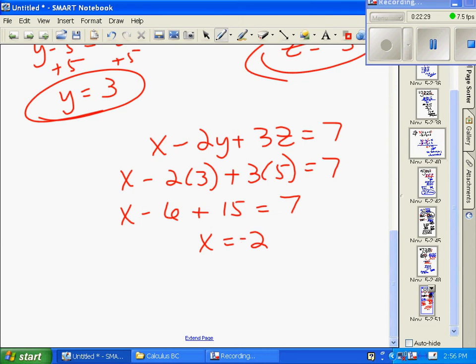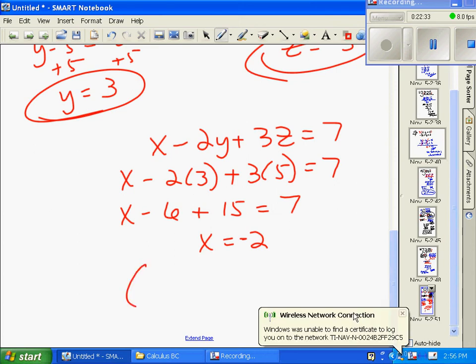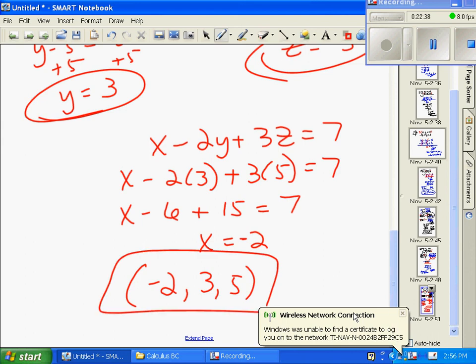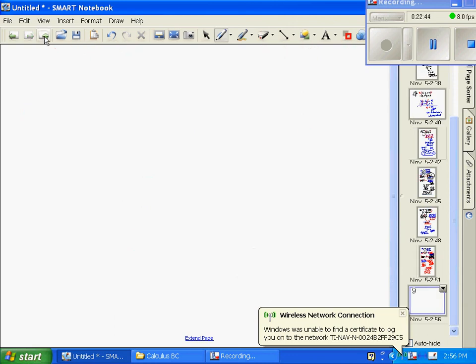How about negative 2? All right, I was doing my mental math and I was just forgetting my negative. There we go. Negative 2, 3, 5. Solution. Now I know those take a little bit of time. Don't get math ADD on me. Just be patient and you can get through those.